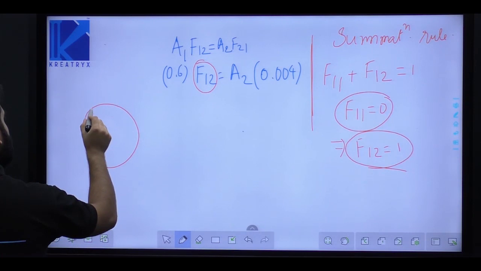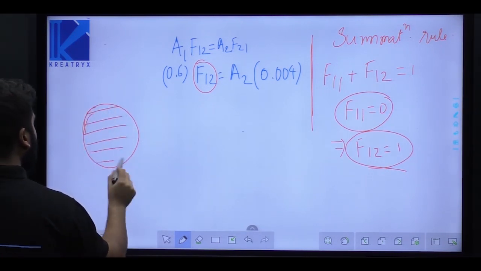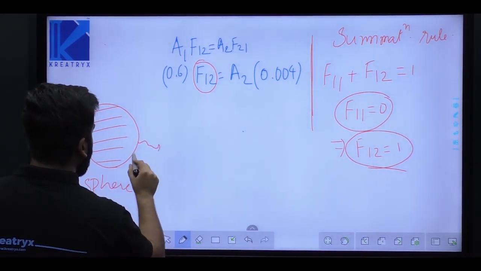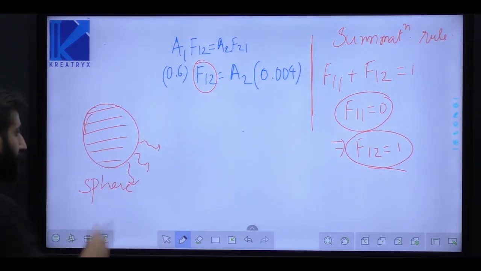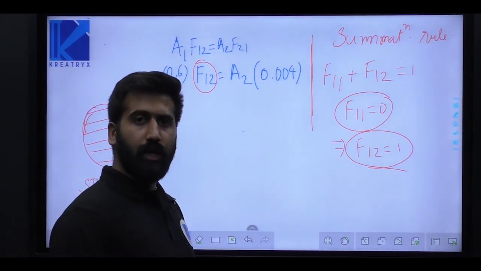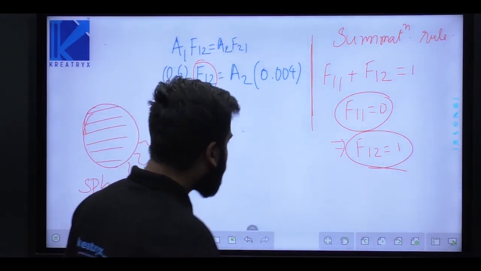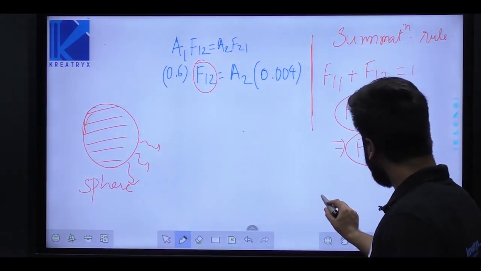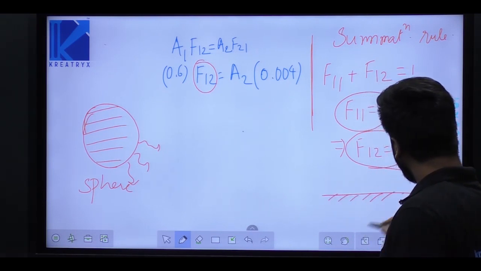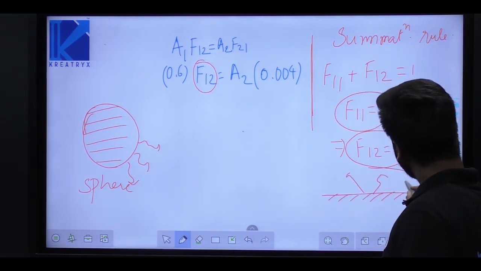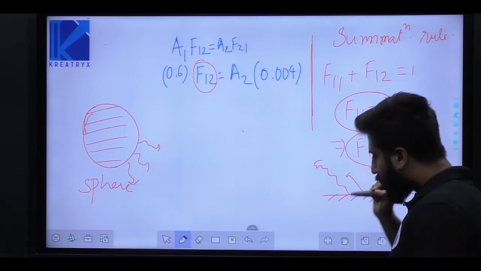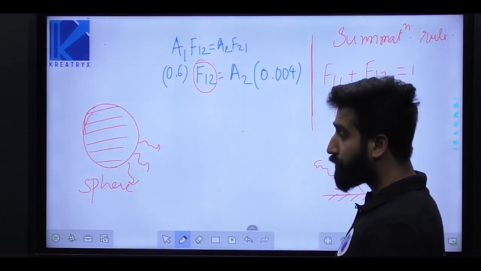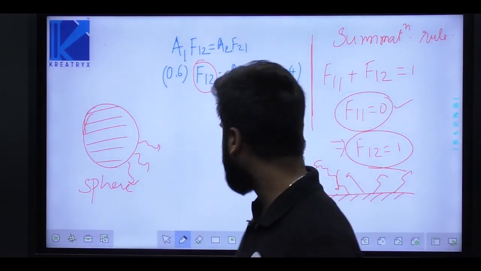Enlarge it. Okay. Any radiation, this is a sphere. Any radiation from any portion, will it be going back to body 1? No, it won't. So that means F11 is 0. Also, for a plane surface, F11 will be 0 because the radiation leaving from any point will not fall back on this plane surface. So for a plane surface also, F11 will be 0.